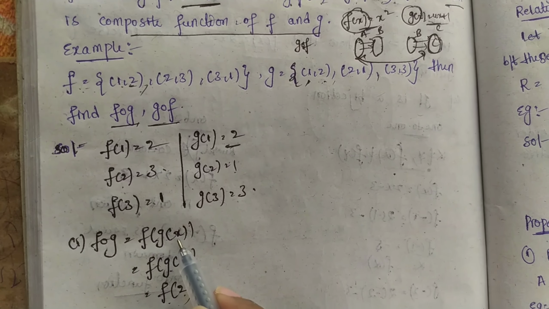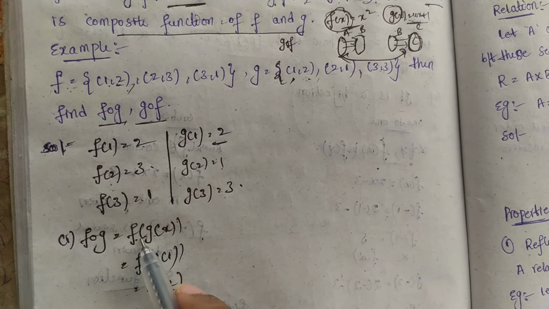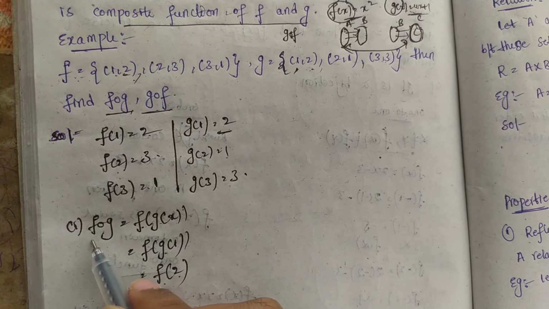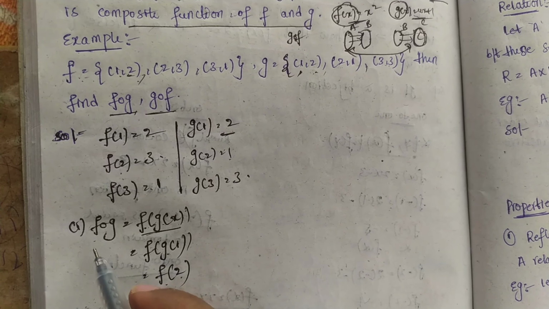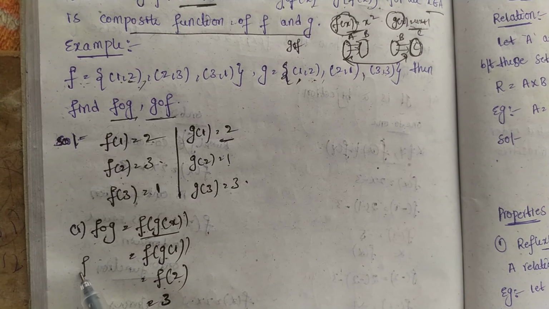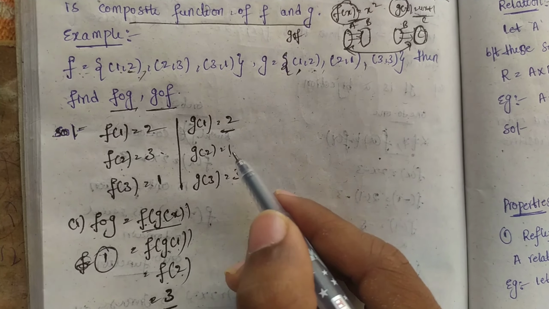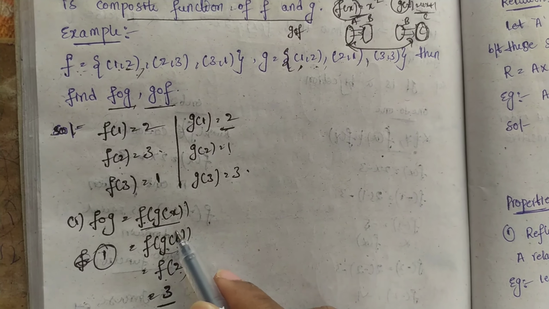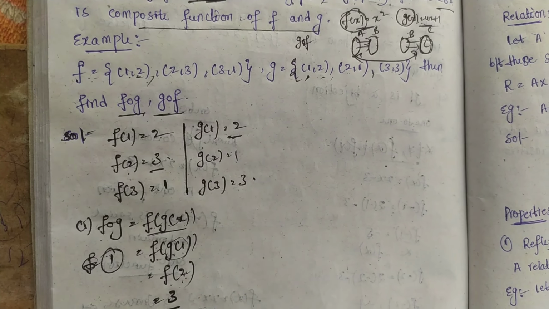Here f of g of x is like this. In place of x, first placing 1, that is g of 1 first. Here the value is 2, so f of g of 1 is f of 2, and f of 2 value is 3. So it is the 3 value.